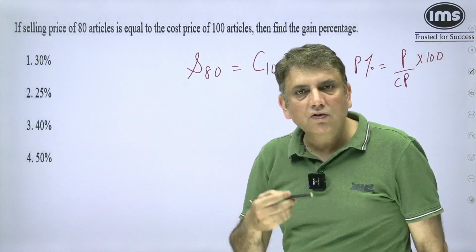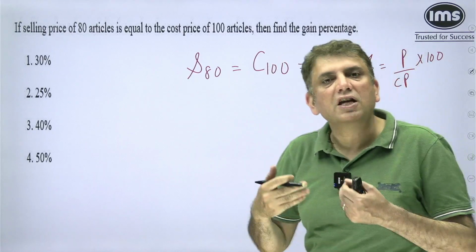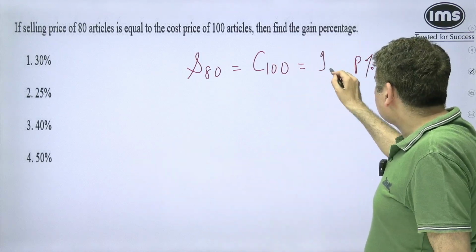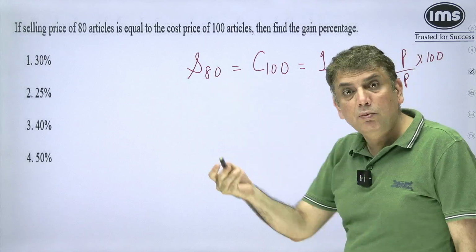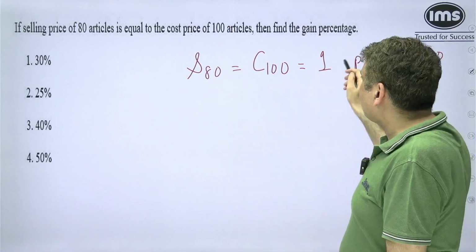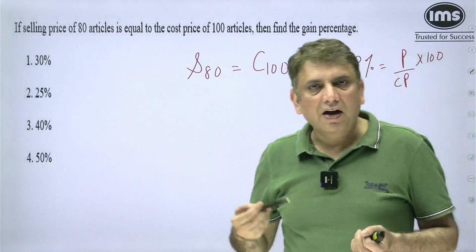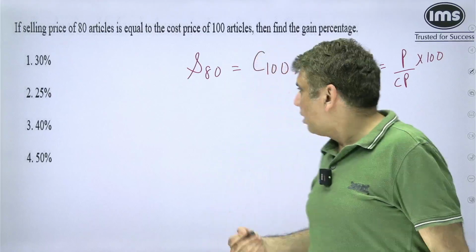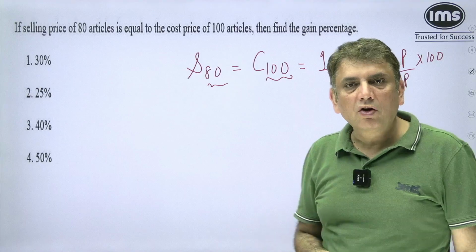Given is selling price of 80 is equal to cost price of 100. We can suppose this as a variable x. We can suppose this as 1 also. So that selling price of 80 is 1. So selling price of 1 will be 1 by 80. Cost price of 100 will be 1. Cost price of 1 will be 1 by 100. And then we subtract, find the profit and then profit percentage.